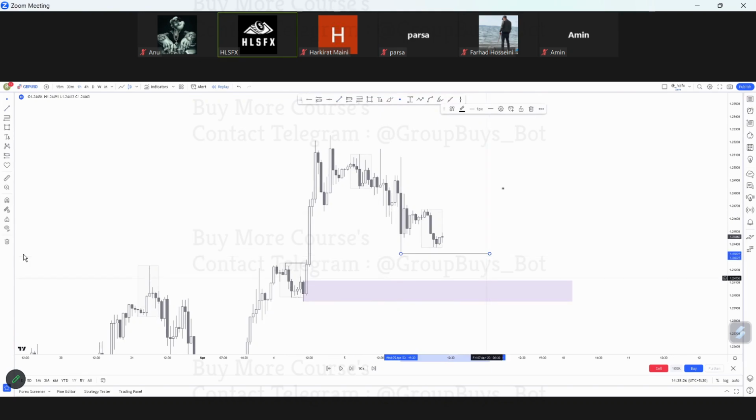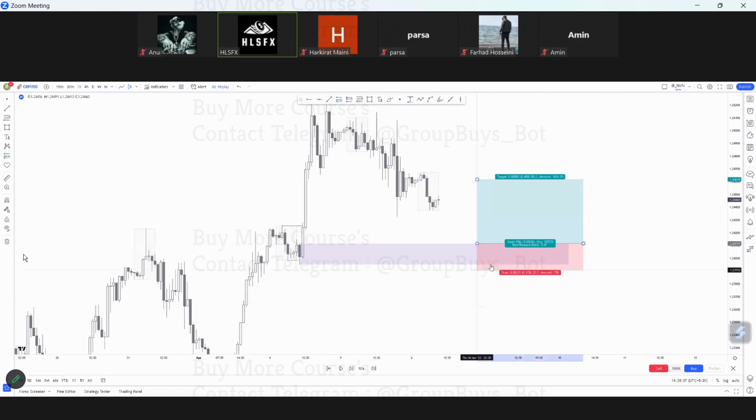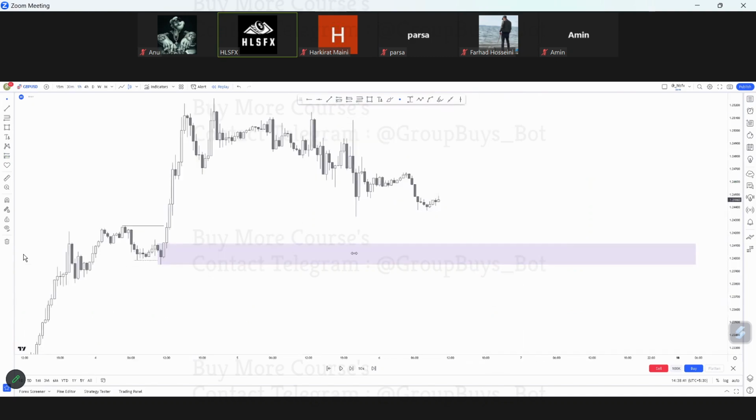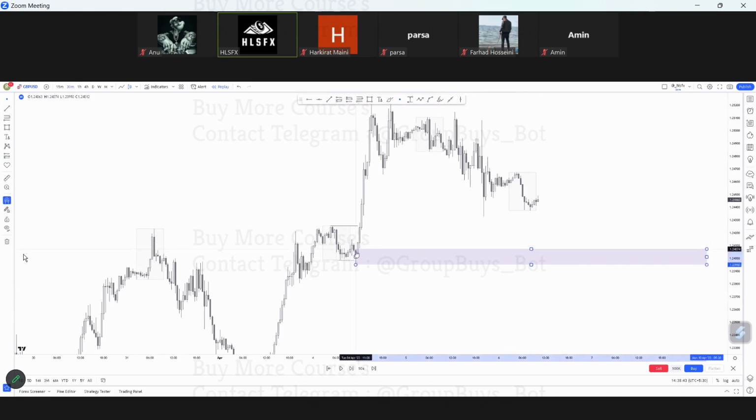If all this criteria has been met, this is a nice POI, right? This is a high probable point of interest. You will look for entries here and you will put your stop loss here. Some people will refine this to the lower time frame. Let's refine it. No problem. Now this is the point of interest.